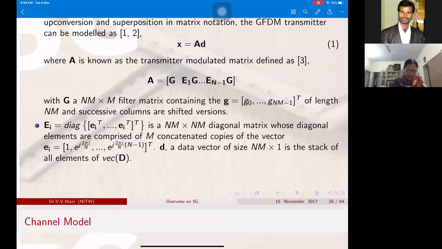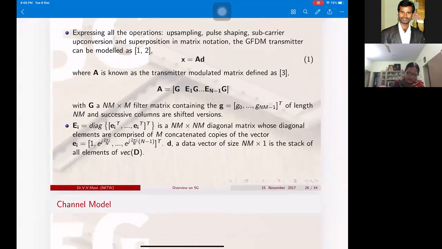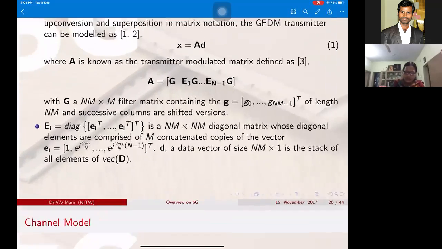We take a diagonal matrix of size NM by NM. These diagonal elements are concatenated copies of the vector e^{j0}, 1, e^{j2π/N}, and so on. And D is the vector of size NM × 1, the data blocks we are transmitting over one GFDM symbol. This is a stack of all the vectors, so we concatenate all these values. It moves to X = A D.